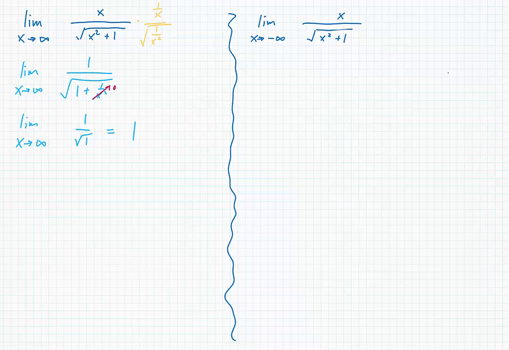So as x approaches infinity, there is a horizontal asymptote. The horizontal asymptote is y equals 1. That's the value that the function approaches as x gets extremely large in the positive direction along the number line.